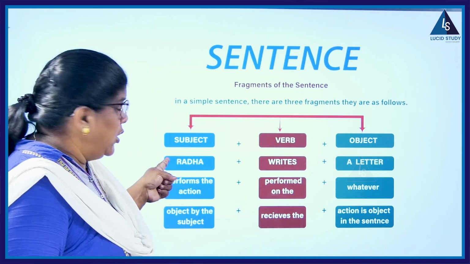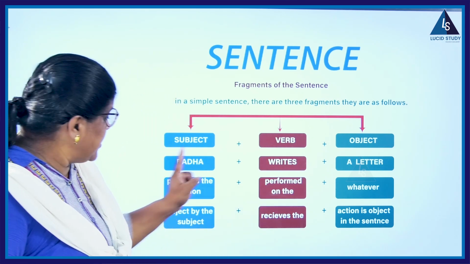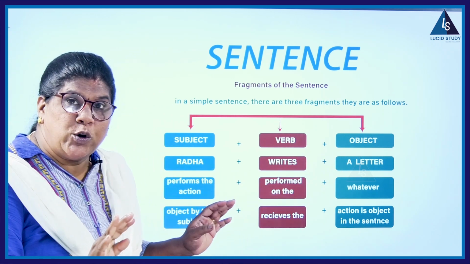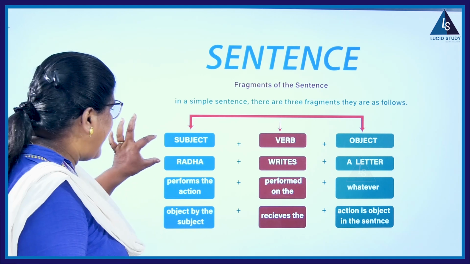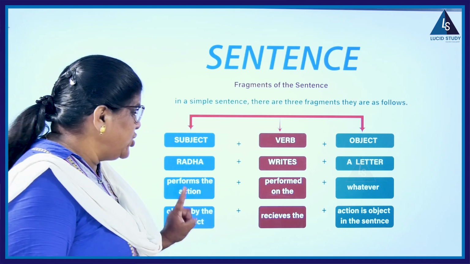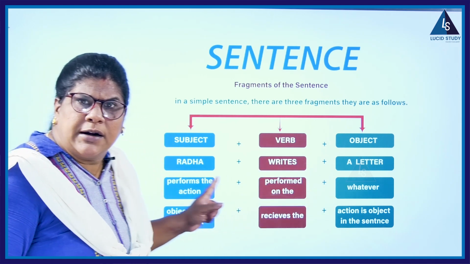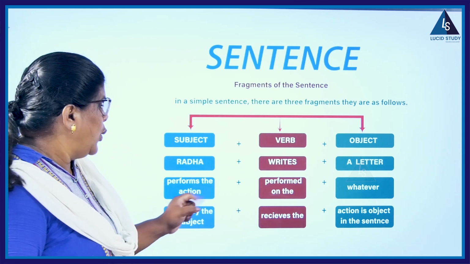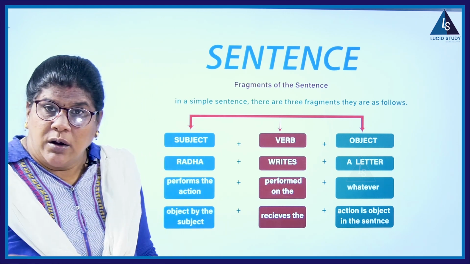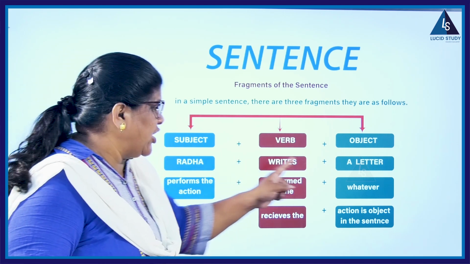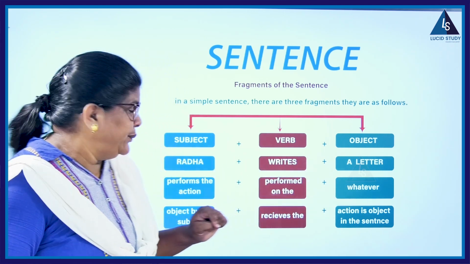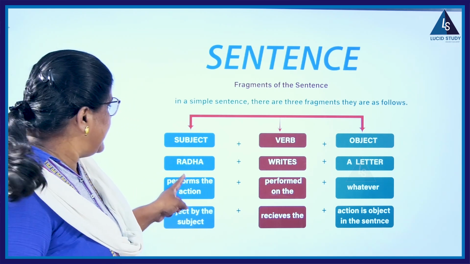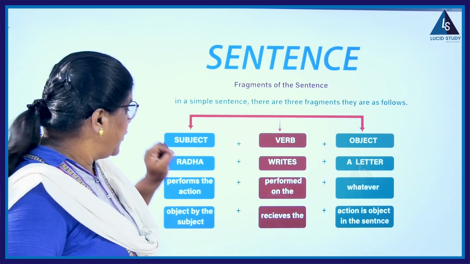Radha, who performs the action in the sentence. We are not talking about anything outside the sentence; we'll see only this part of the sentence. Radha, who is doing the action here? Letter or Radha? Radha. What's the action? Writes. What is she doing? She is writing. What is she writing? A letter. So, the one who is performing the action is said to be the subject.